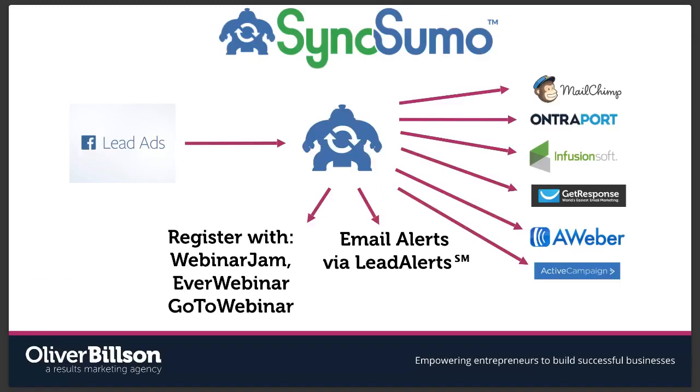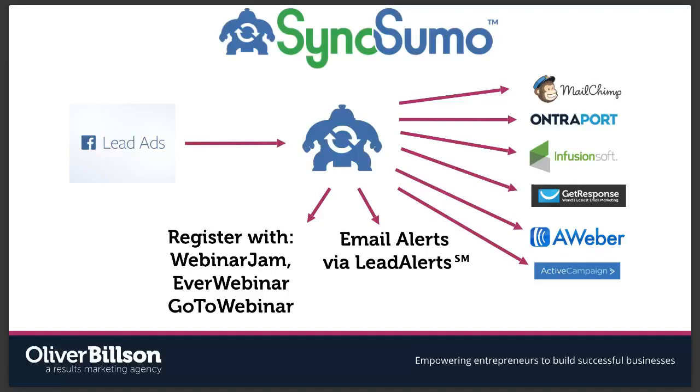Now, here's the thing. Once you've got all of this profile information, with a few taps they've given you everything, their contact information to follow up. We've got their phone number. We've got that segmentation stuff. What do we do with it? And that's really where this little tool called SyncSumo comes in very handy.